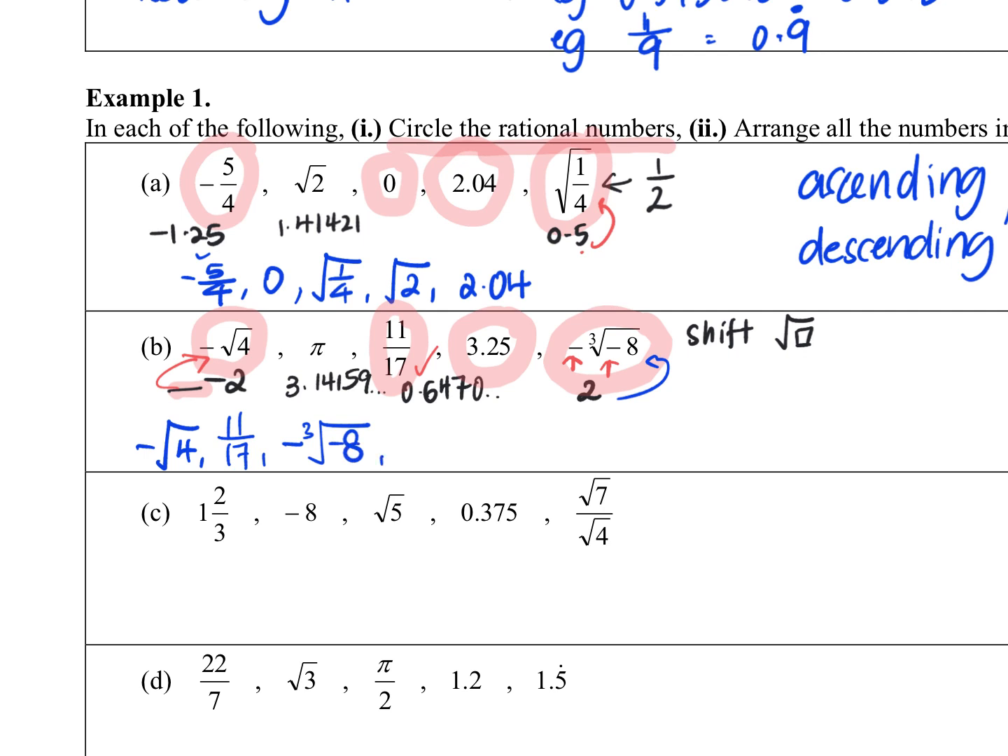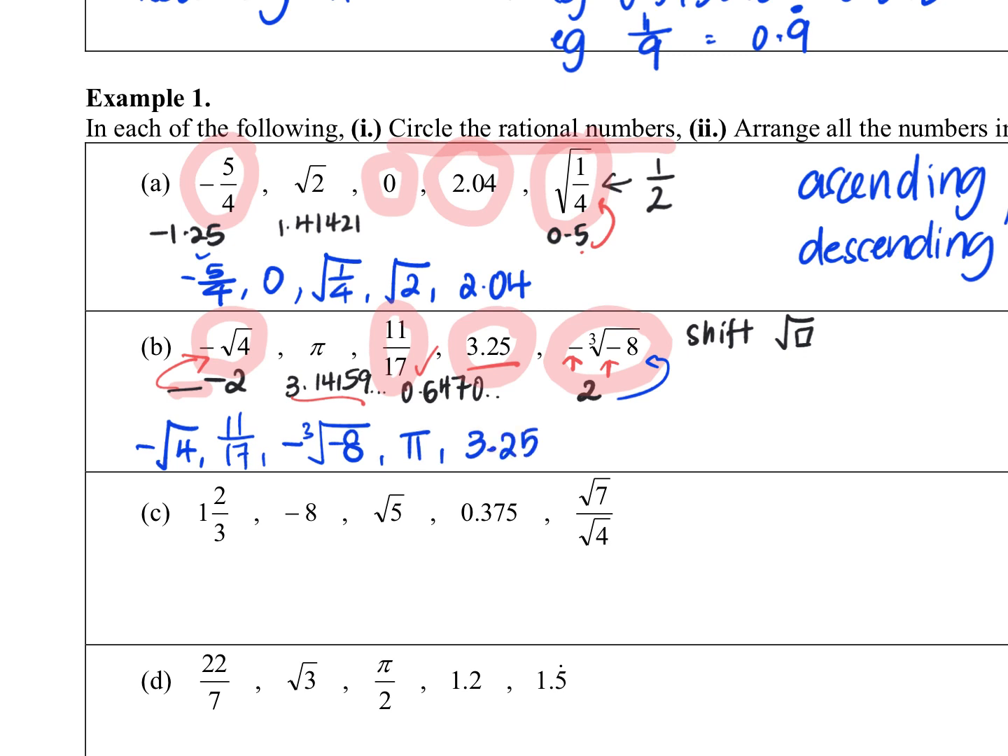Okay, so after 2, now we are left with the next few numbers. We only have pi. Pi is the number 3.14159, and this is 3.25. So pi is actually smaller. So we have pi and followed by the number 3.25.